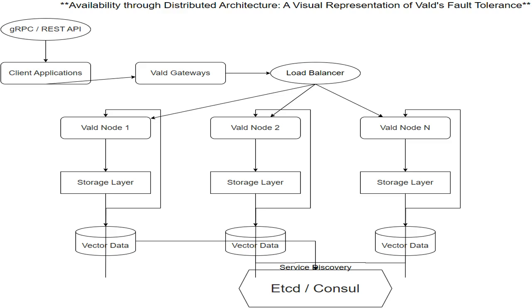Let's talk about etcd and Consul. These are examples of service discovery tools. They help the different parts of a distributed system find and communicate with each other. Think of it like a phone book for microservices.